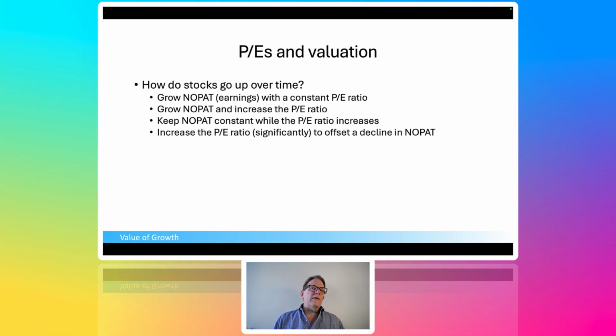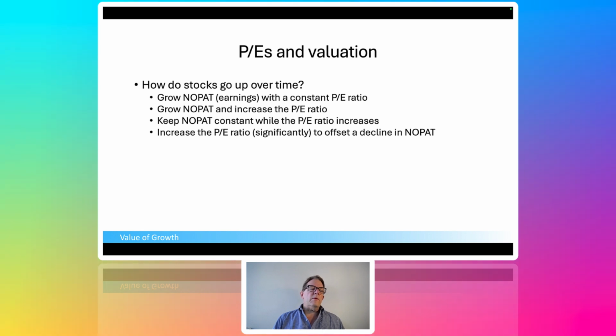Next one is you can have the NOPAT stay constant over time while the PE ratio expands, increases. That's somewhat more rare, and it's probably related more to interest rates than it is to the fundamentals of the company. And then the final one is you can increase the PE ratio significantly to offset a decline in NOPAT. So those are the 4 ways you could do it. The first one's probably the most common, then the next one, then the next one, the final one. So we grow earnings and have a constant PE, grow earnings, have an increasing PE. That's going to be the most common situation.